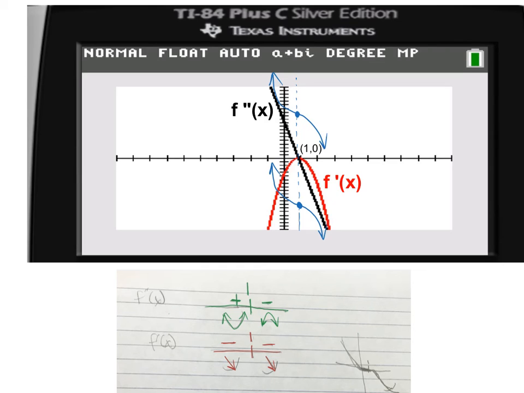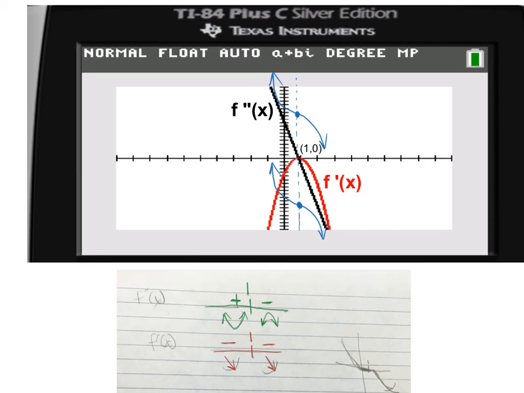I'm just confused with the f prime of x. Why is it, to the left of the 1, why is it negative? Well, because it's below the x-axis. So because both sides are underneath the x-axis, they're both going to be negative.